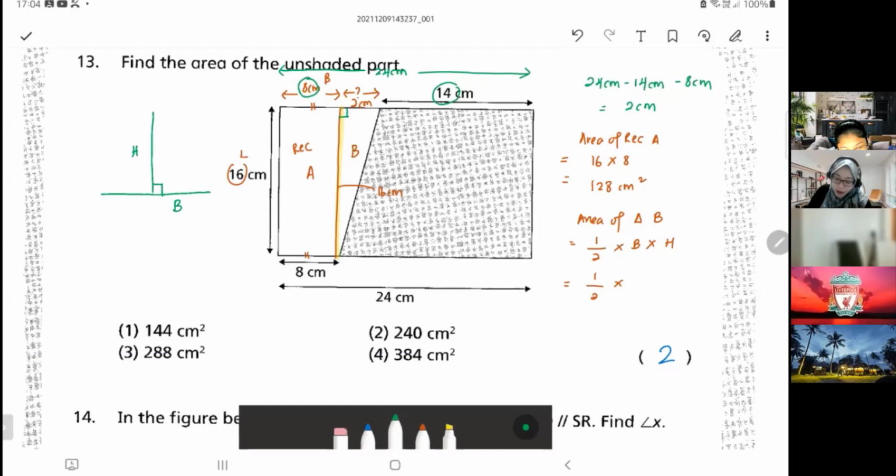So I already found out that 90 degree. So this is my base and this is my height. Okay, so half times base is 2 and height is 16 equals to, and then when you find out, it is 16 cm squared. Now, can I find my total? What do I do with these two numbers? I can just add up. Total area will be 128 plus 16 equals to 144 cm squared. So number 2 is not right. The correct answer is number 1.